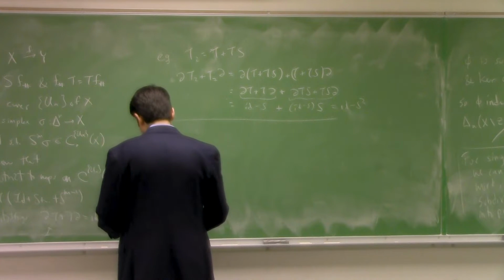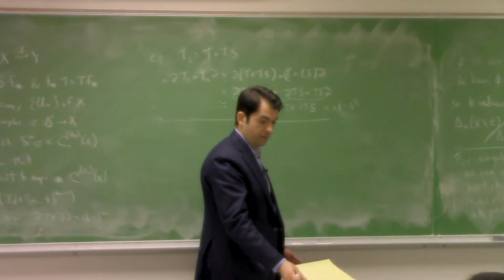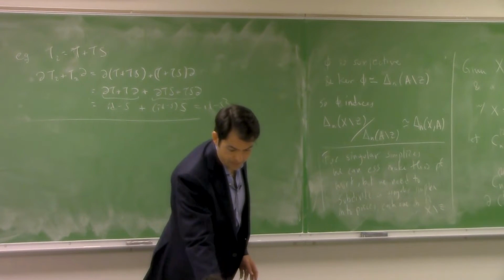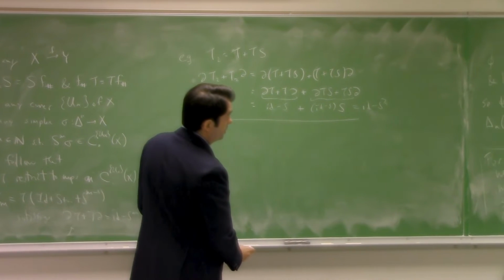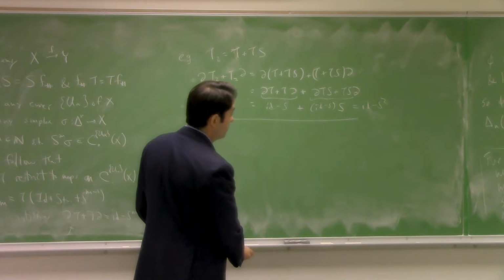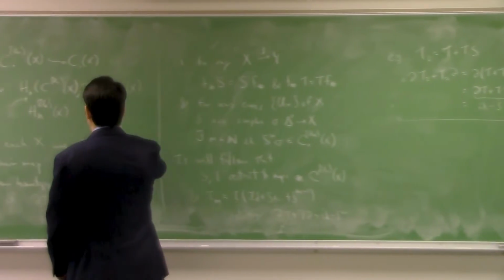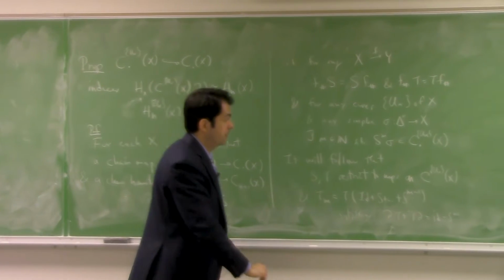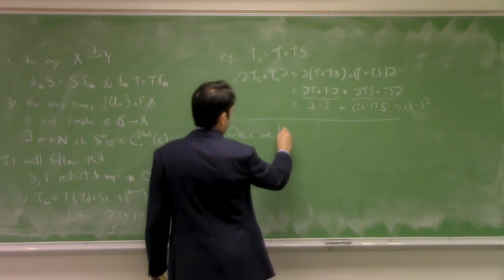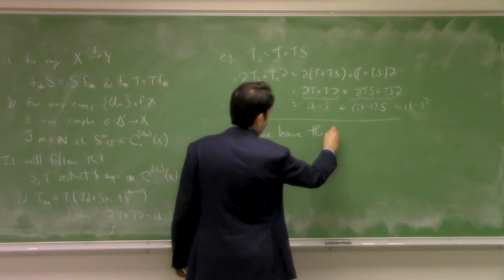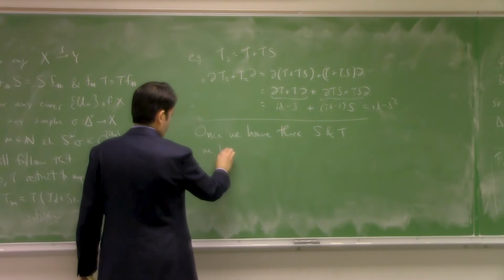Okay, so the key thing is, how do we construct these guys? Well, actually, before we do that, let's check that if we can do this, then we can prove the proposition. Okay? So once we have these S and T, we have the proposition.